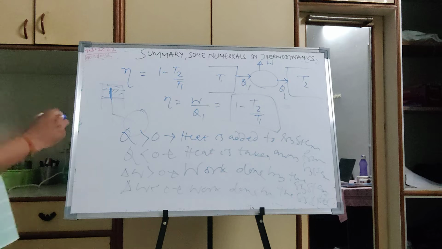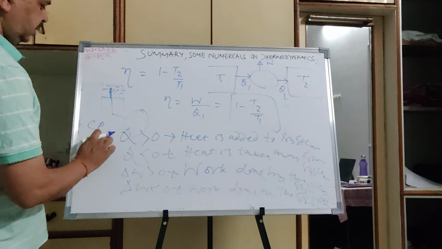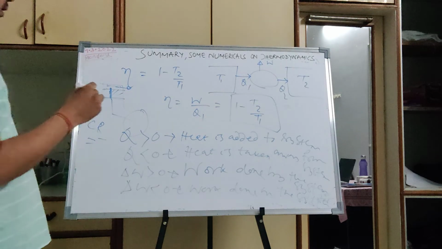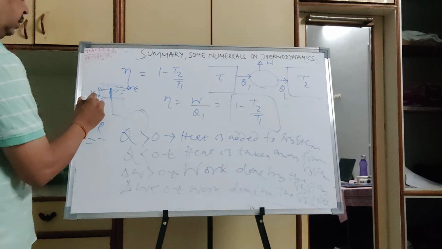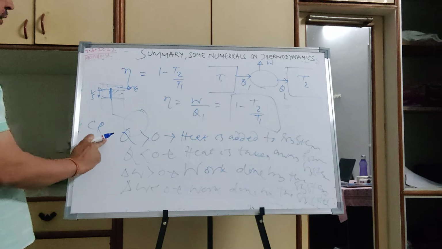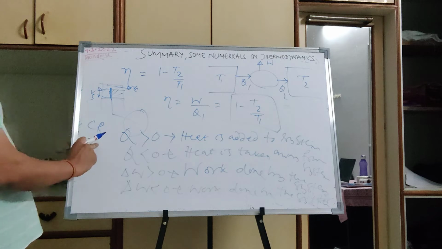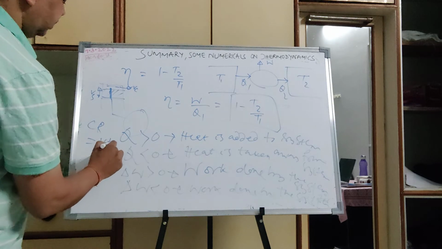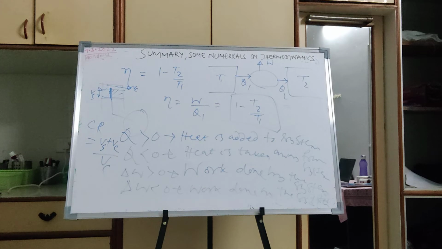There is something called compression ratio. This is actually called your clearance volume, and this is called swept volume. In any engine, like petrol or diesel engine, compression ratio is nothing but volume before compression divided by volume after compression. So swept volume plus clearance volume divided by clearance volume is your compression ratio.